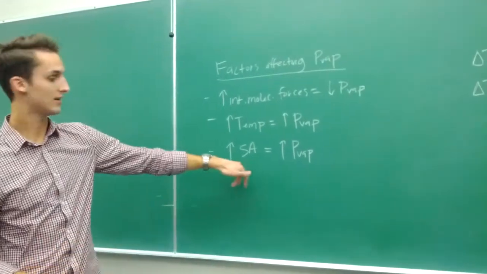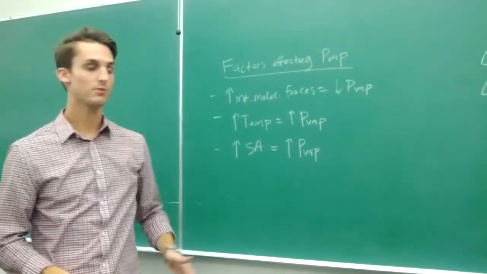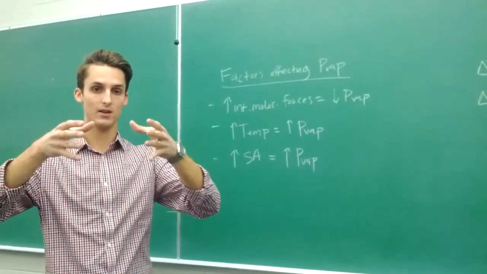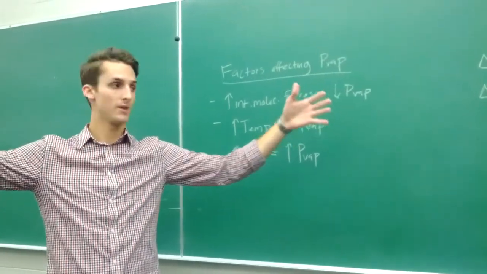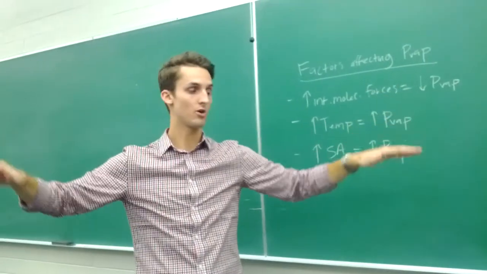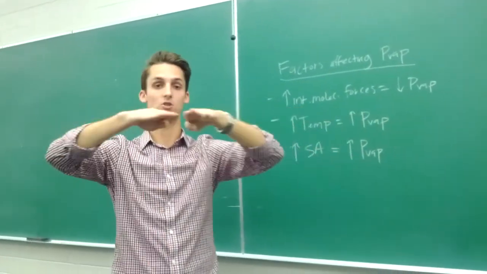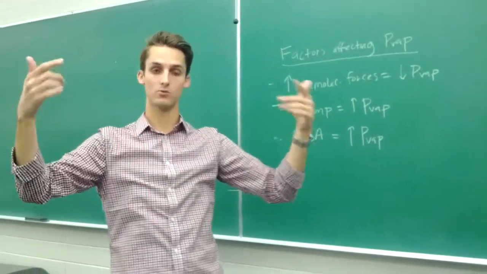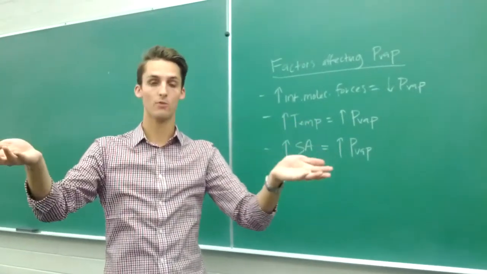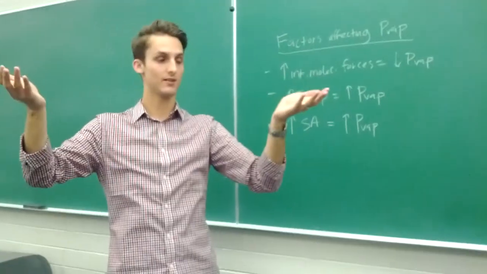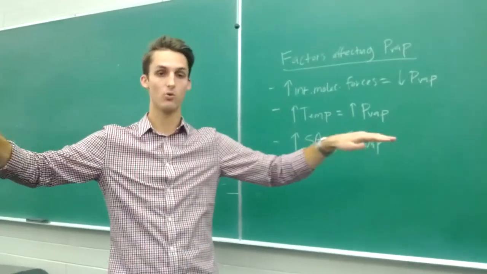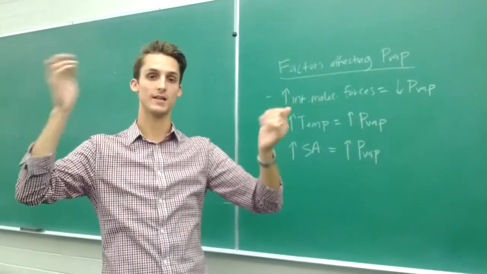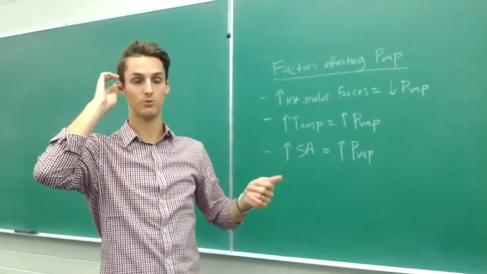And the last thing is surface area. Surface area is pretty self-explanatory. If you can imagine, we had a container this big and a container this big. If we had the bigger container, more molecules would be able to get to the surface of that liquid. Then if we started heating that up, or if it was just naturally evaporating, more molecules would be able to evaporate into the gas phase simply because there's more on the surface of that liquid. And when more molecules are entering the gas phase, that's going to increase our vapor pressure.